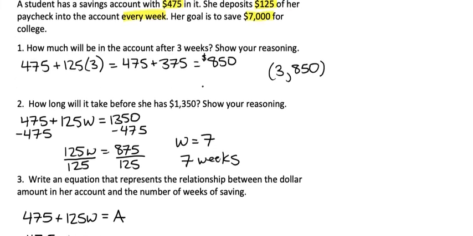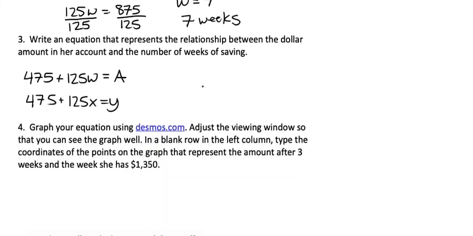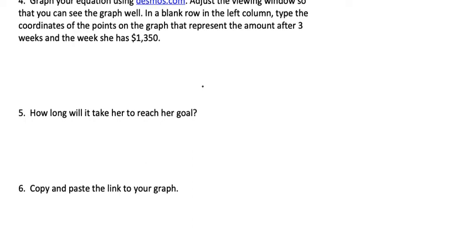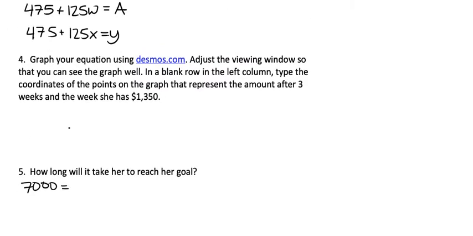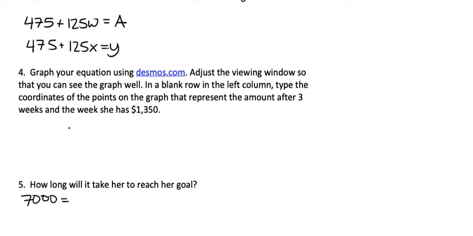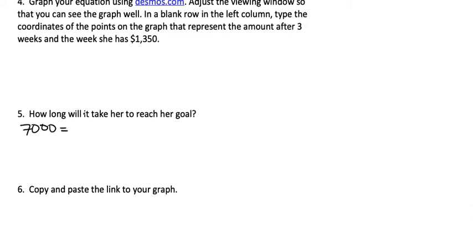Question 5 says, how long will it take her to reach her goal? Going back to my problem, her goal was $7,000. So there's a couple of ways I could do this. I could set up an equation again and solve it. I could set 7,000 equal to 475 plus 125W. And then I could solve for W.